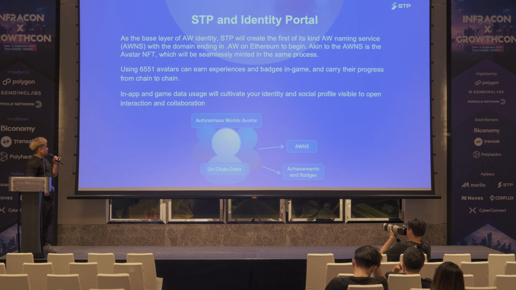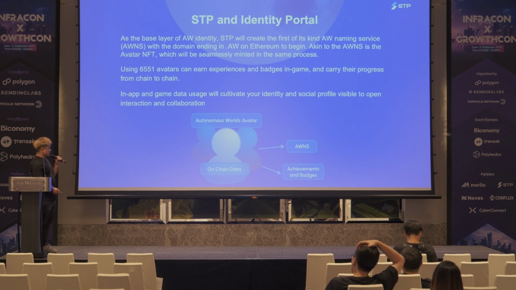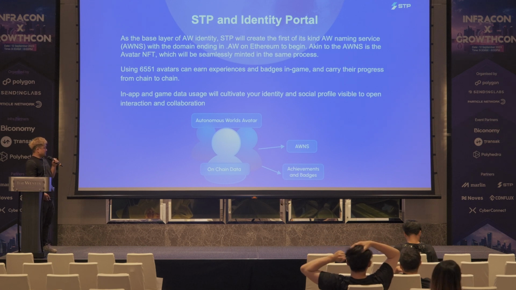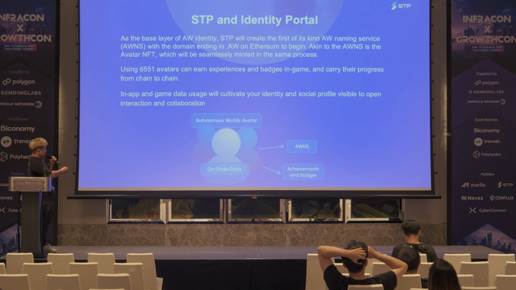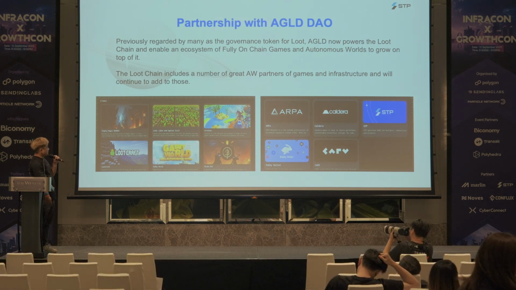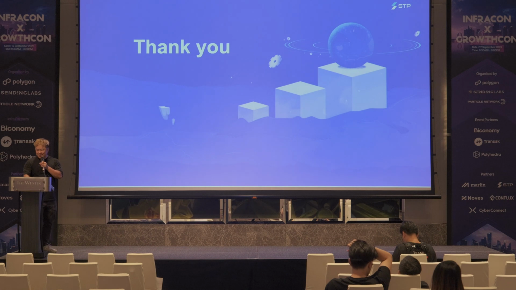What we're planning to build with the identity portal is an avatar that stores your autonomous worlds ENS. That's our first product, the naming service, followed by an avatar that can store different achievements and badges that you get through different game experiences. We're using ERC-6551 for that. We also have a partnership with AGLDAO, which I contribute to as well. AGLDAO is a DAO formed around the Adventure Gold token, and we work with different games building on this autonomous worlds concept. Through AGLDAO, we have a great partnership of autonomous worlds projects. That's it. Thank you.